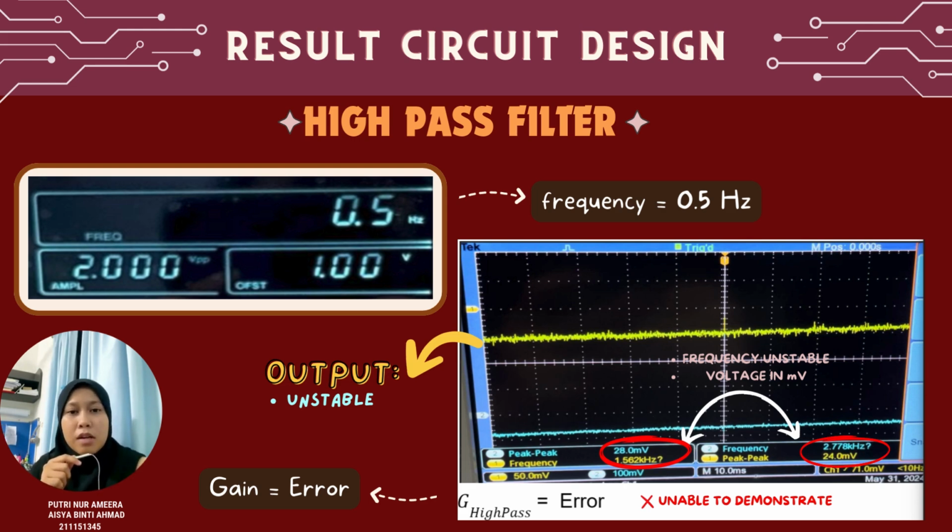When we try a very low input frequency, which is 0.5 Hz, we notice that the output from our oscilloscope is unstable. The input and output voltage are displayed in millivolt and the frequency cannot be measured. The gain also has an error. So we are unable to prove that frequencies lower than 0.05 Hz are rejected by the practical high-pass filter, due to the oscilloscope not being able to detect too low an input frequency.